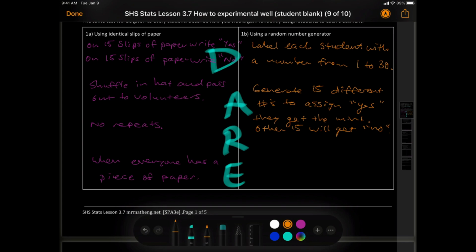Okay, so that was assign. What do we do about repeats? What happens if I get like 05 twice? Well, we need to skip repeats. Basically means get another number. And when we have 15 random numbers, because that means the other 15 are the no's. That means that's all 30.